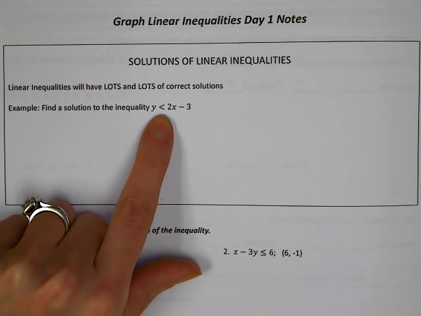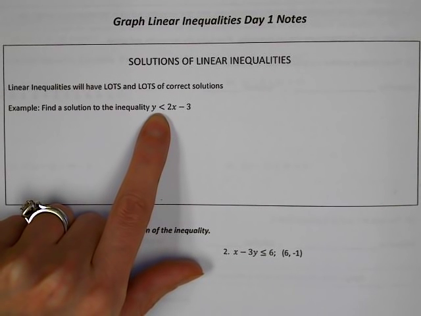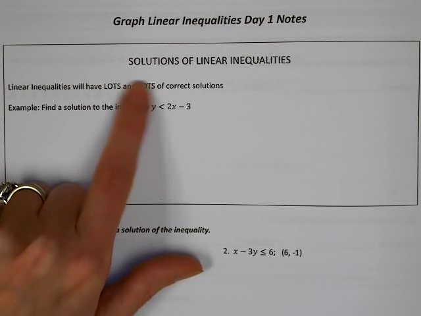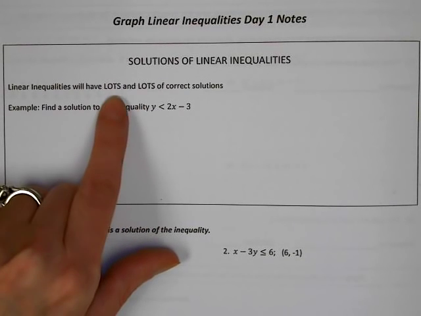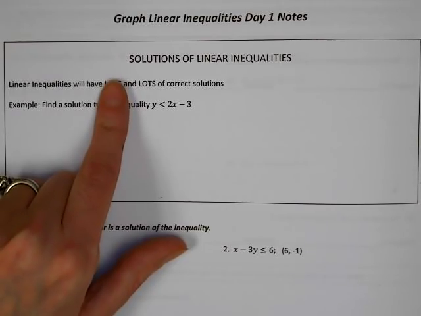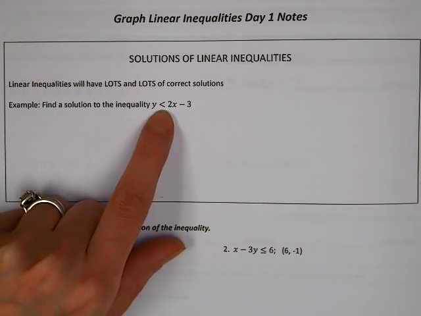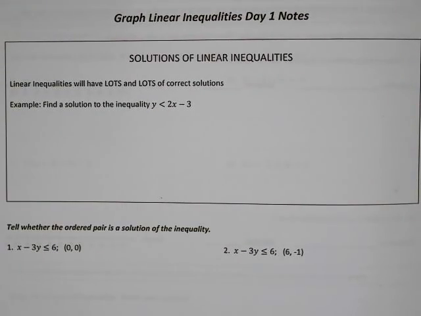So if you ever see an inequality symbol, like a less than or greater than, it means there are infinite amounts of solutions, lots and lots of them. There's not just one, because it's like all numbers less than something or all numbers greater than something. So there's tons of solutions.